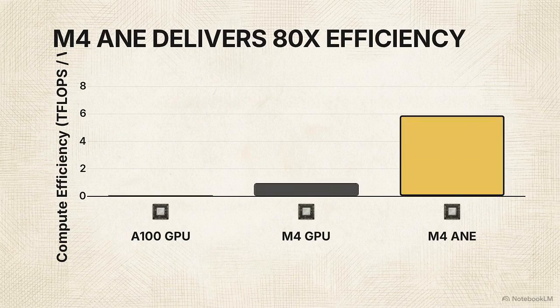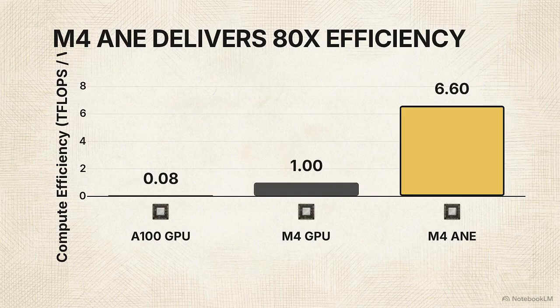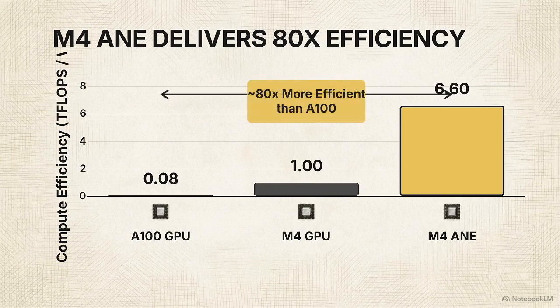It achieves up to 6.6 teraflops per watt. This measures how many trillions of floating-point operations a chip performs per unit of power. This rating is roughly 80 times higher than enterprise-grade A100 GPUs.